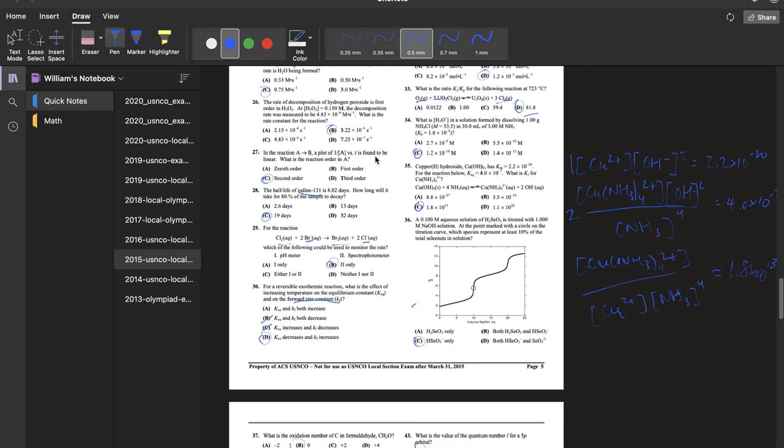36. Which species represent at least 10% of total selenium in solution? Okay, so here you have only this. This is your first equivalence point, this is your second equivalence point, second half, first half. At here, this and this are in equal concentration because that's our first equivalence point. But here, all of this has been neutralized and you only have this. So that's why it would be C.